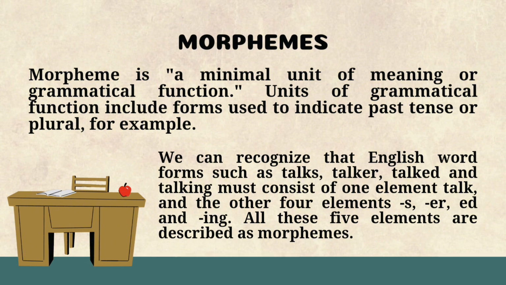A morpheme is a minimal unit of meaning or grammatical function. Units of grammatical function include forms used to indicate past tense or plural. For example, we can recognize that English word forms such as talks, talker, talked, and talking must consist of one element, talk, and the other elements, s, er, ed, and ing. All these five elements are described as morphemes.